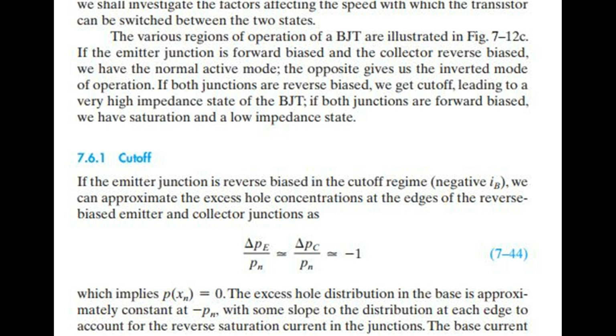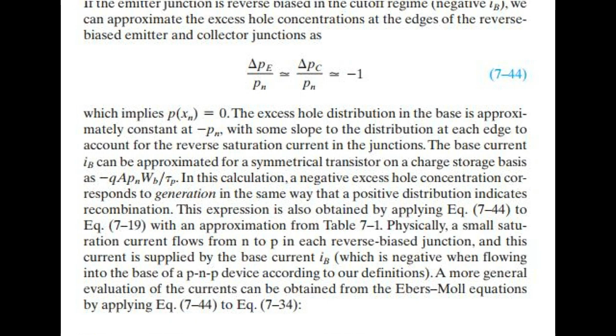Cutoff. If the emitter junction is reverse biased in the cutoff regime, negative IB, we can approximate the excess hole concentrations at the edges of the reverse-biased emitter and collector junctions as, which implies p(xn) equals 0. The excess hole distribution in the base is approximately constant at pn, with some slope to the distribution at each edge to account for the reverse saturation current in the junctions. The base current IB can be approximated for a symmetrical transistor on a charge storage basis as Tp. In this calculation, a negative excess hole concentration corresponds to generation in the same way that a positive distribution indicates recombination. This expression is also obtained by applying EQ 7.44 to EQ 7.19, with an approximation from Table 7.1.